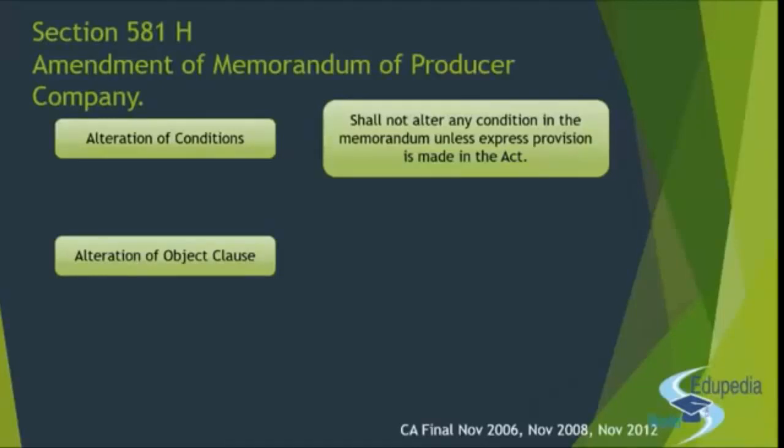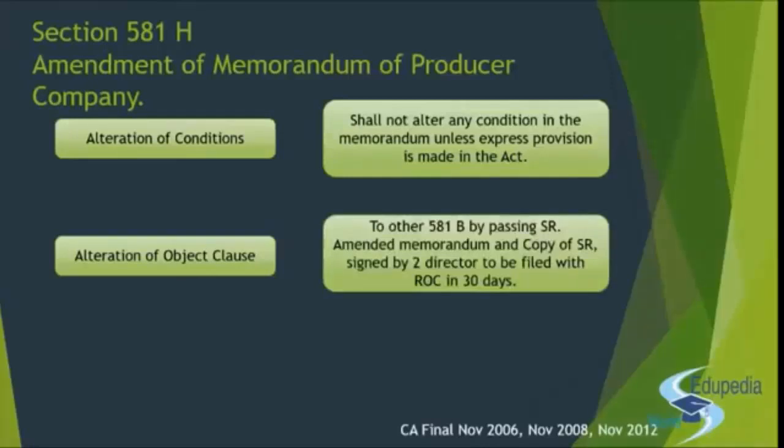Now, once you have passed the special resolution and you have altered the object clause, you will have to submit a copy of the amended memorandum, the amendment with respect to the object clause, and a copy of the special resolution passed, right? And these have to be certified by any 2 directors in the producer company. The minimum is 5, so you will always have 2 directors in the producer company. So it has to be certified by those 2 directors and filed with the registrar of companies within the next 30 days, right? 30 days from the date of passing the special resolution. So this is the requirement if you want to amend the memorandum.